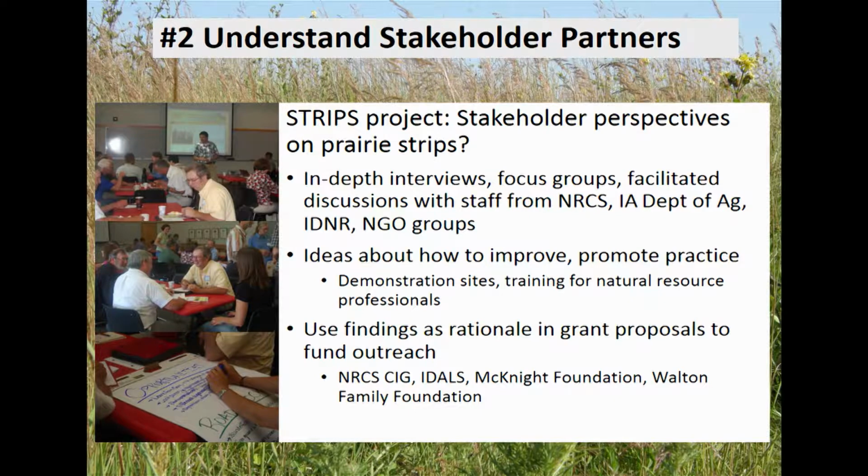They've given us these great ideas: you've got to get more demonstration sites, and you have to do them here. You have to give training for our natural resource professionals, because they're out there talking to farmers. If you would do trainings and get them more familiar with the prairie strips, then they can be your promoters. The great thing about that is that we learn from them what we need to do, but number two, we were able to take that research-based information and put it into grant proposals to the McKnight Foundation, to the Forest Service, to the Walton Family Foundation, and get funding for those outreach programs that had been suggested by stakeholders.